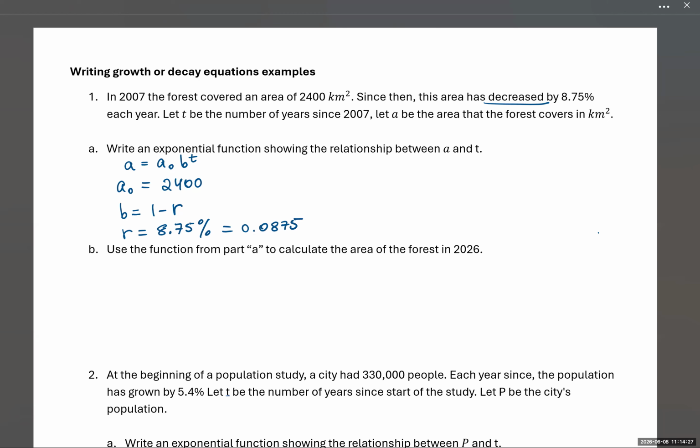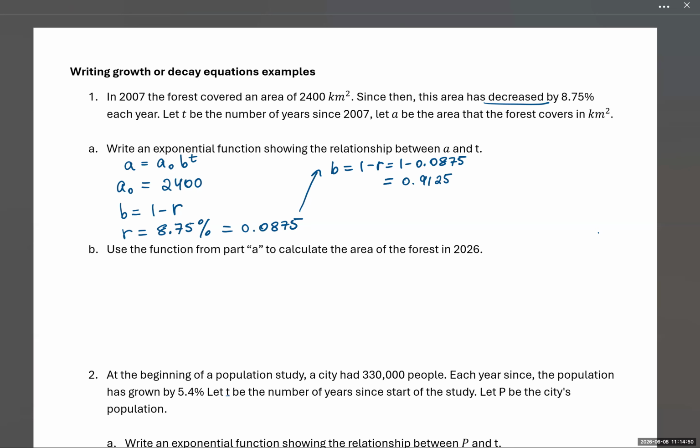So now that you know R, you can actually calculate B. 1 minus R, which is 1 minus 0.0875, which is 0.9125. Do not truncate or round any of these numbers. They will end up in a round off error.